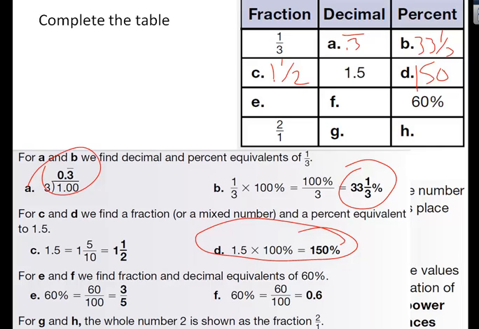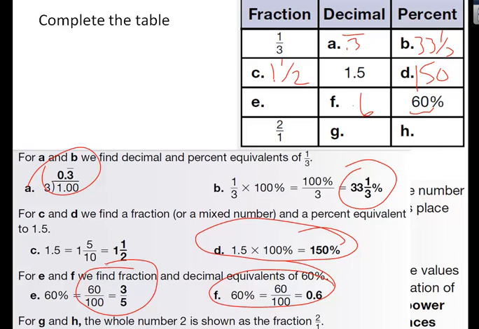60%, to get the decimal, we divide it by 100, so we move our decimal over twice, so we end up with 0.6, which is right here. And then our fraction is going to be 60 over 100, which is 3/5 right here. You take your 60 and you place it over 100, and then you just simplify it. 6 over 10 equals 3/5.